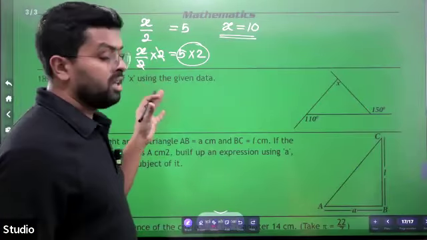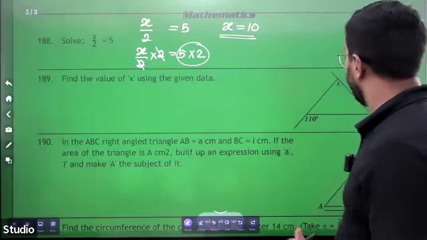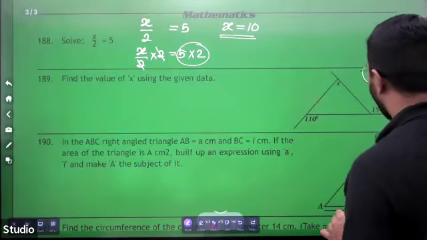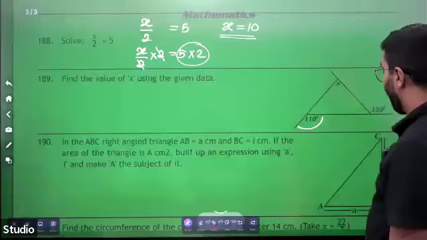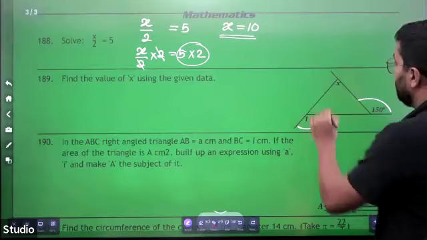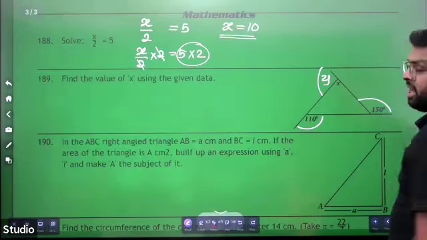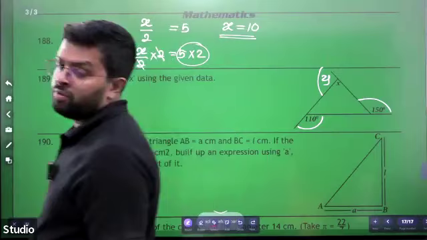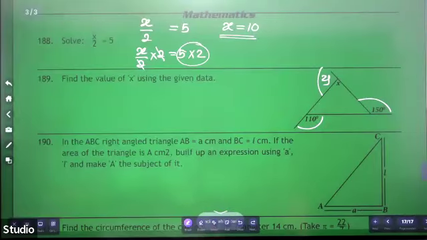Find the value of x using the given data. The magnitude of this external angle is 110. The magnitude of this angle is 150. They are talking about external angles. Let's take the other external angle as y, and someone can quickly find the value of y instead of finding the value of x. Leave finding x aside and find the value of y.